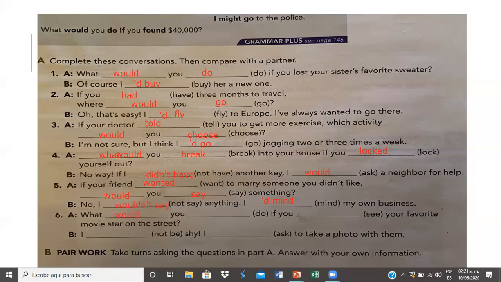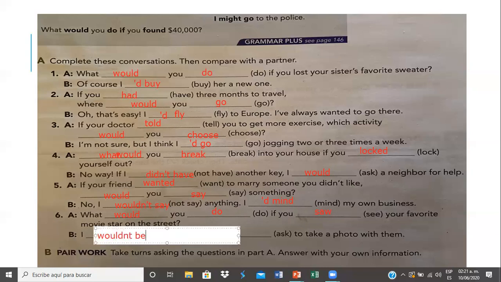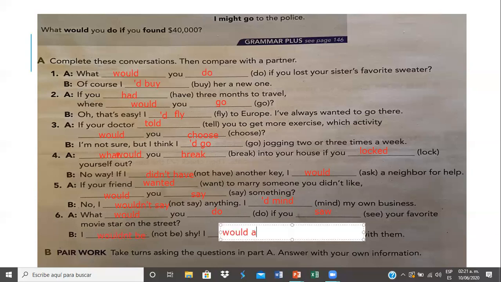What would you do if you saw your favorite movie star on the street? I wouldn't be shy. I would ask to take a photo with them. So these are the correct answers for that exercise.